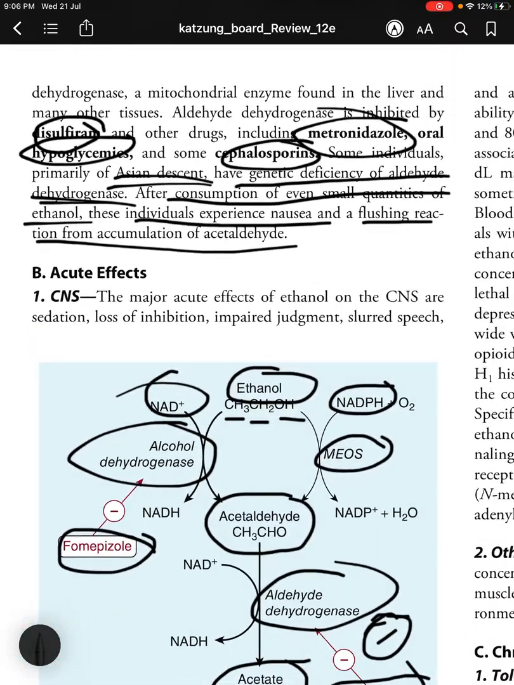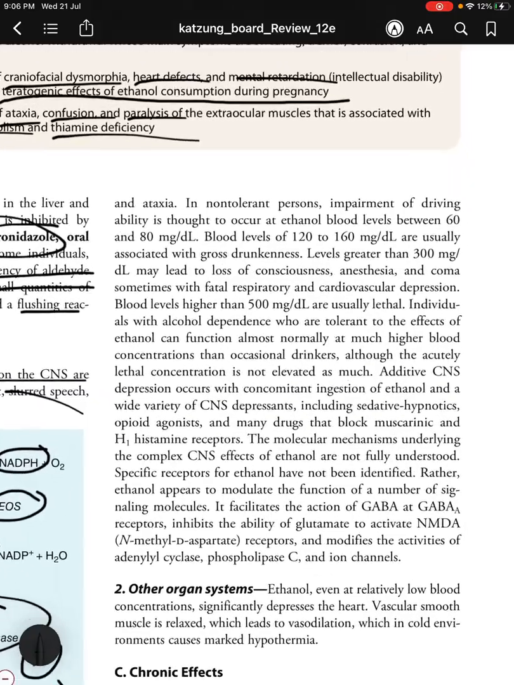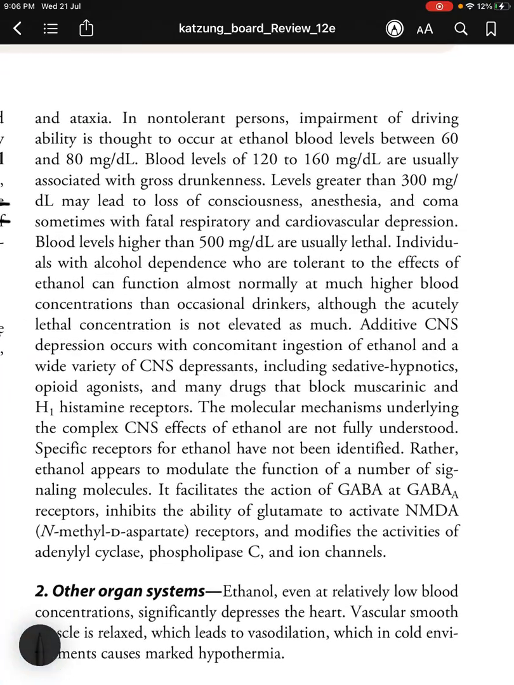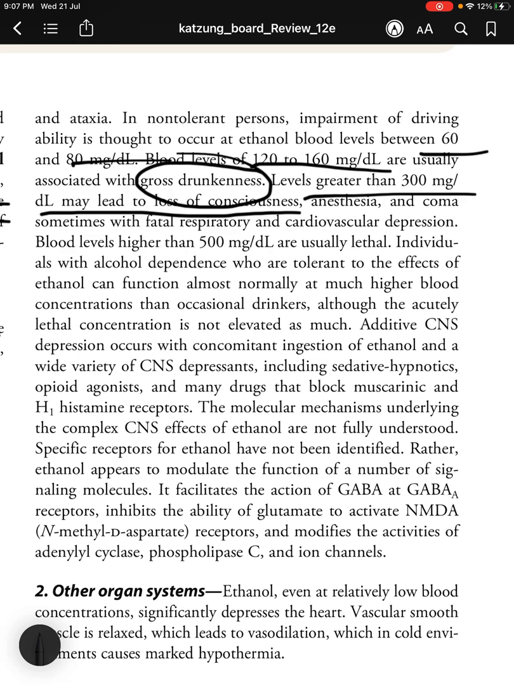So the acute effects, the CNS effects. Major acute effects of ethanol on the CNS are sedation, loss of inhibition, impaired judgment, slurred speech, and ataxia. In non-tolerant persons, impairment of driving ability is thought to occur at ethanol blood levels between 60 and 80 mg per dl. Blood levels of 120 to 160 mg per dl are usually associated with gross drunkenness. Levels greater than 300 mg per dl may lead to loss of consciousness, anesthesia, and coma, sometimes with fatal respiratory and cardiovascular depression. Blood levels higher than 500 mg per dl are usually lethal.